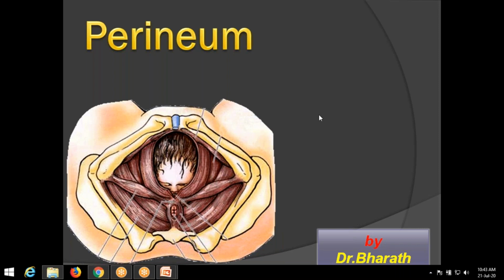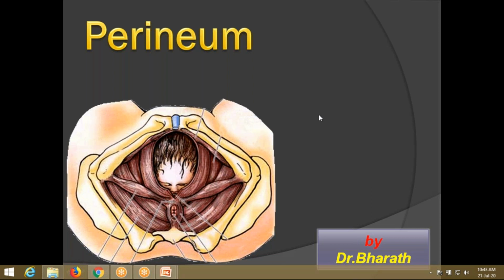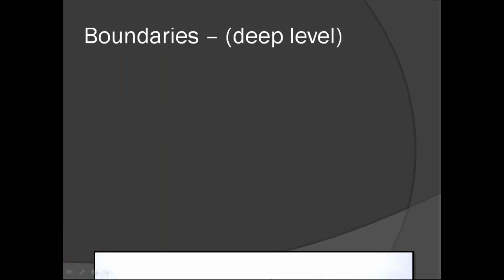Good morning, all of you. Today's revision class is perineum. What is meant by perineum? Perineum is a region outside the pelvic diaphragm, that means present below the pelvic diaphragm. All of you know the pelvic diaphragm is situated at the bottom of the pelvis. So perineum is occupied by male and female external genitalia.